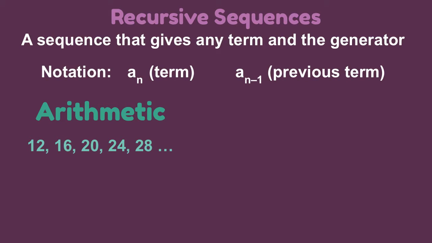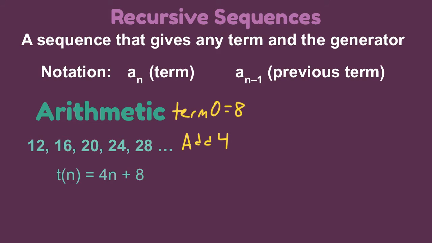So let me give you an example. Here's an arithmetic sequence. We've got the sequence 12, 16, 20, 24, 28. If you were going to write the explicit equation for this, you would write 4n plus 8. The reason that you would use 4 is that you are adding 4 every time. So this sequence is adding 4. And if you were going to work backwards to figure out what term 0 is, you would do 12 minus 4 and you would get 8.